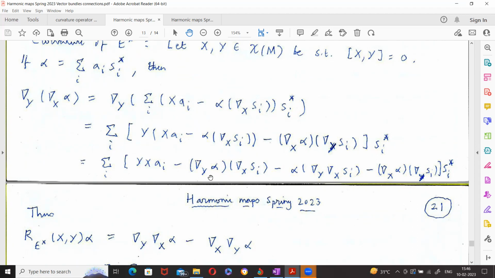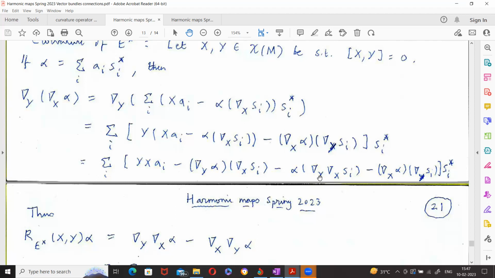Okay. And then I look at this term, nabla_y alpha, nabla_x s_i, and I have here nabla_x alpha, nabla_y s_i. So the sum of these two terms is symmetric in x and y, right? Yes, when I interchange x and y, the sum of these two terms will stay the same, right? This term will become this term and this term will become this term. So the sum is symmetric. So in this difference, these two terms will vanish, right? Is that clear? Okay. So what remains? What remains is this term.